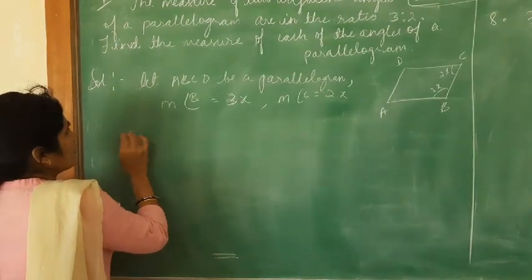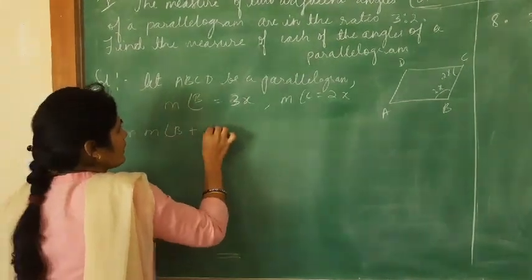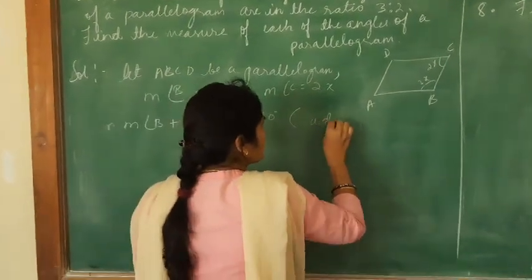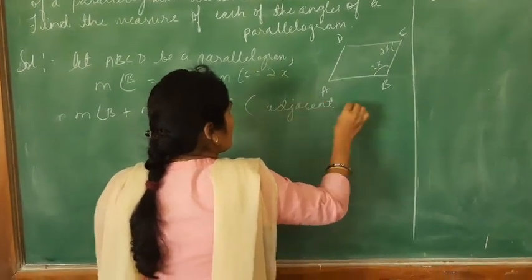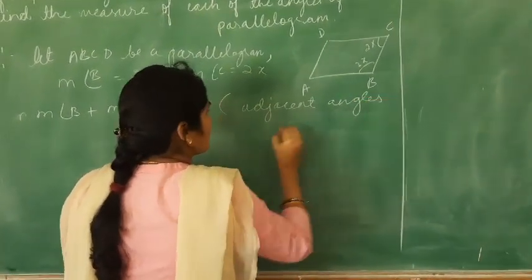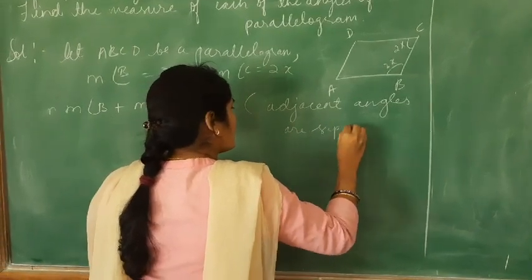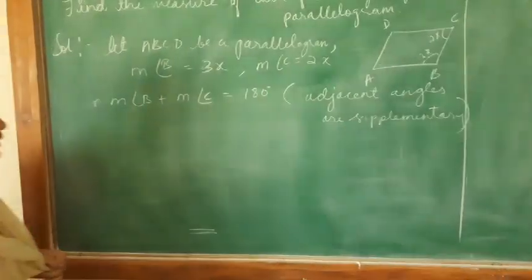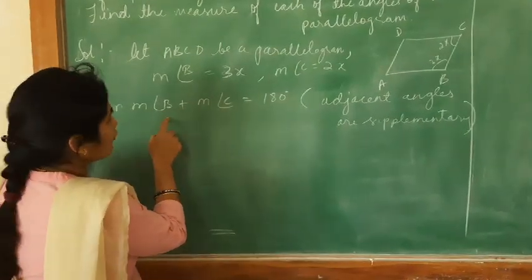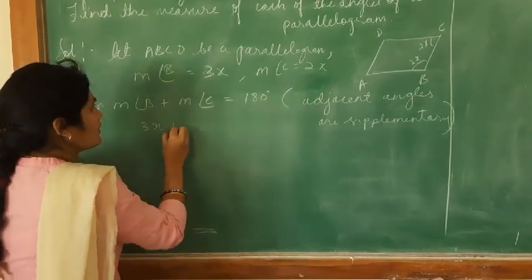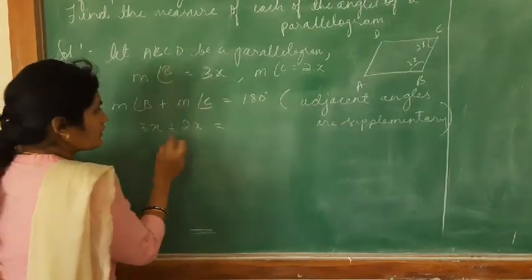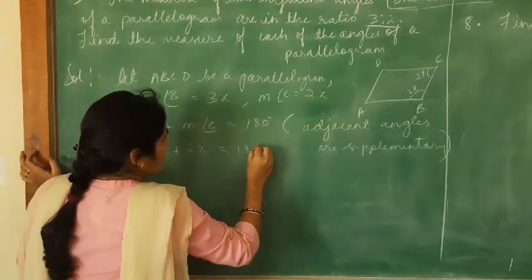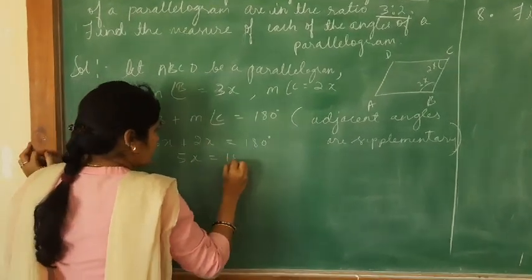So the measure of B plus the measure of C is equal to 180. Why? The reason is adjacent angles are supplementary. That means their sum will be 180 degrees. So this is the property which is used here. So the measure of B is 3x plus the measure of C is 2x, that is they are in the ratio 3:2, which is the given data. So it is 180. 5x is equal to 180.